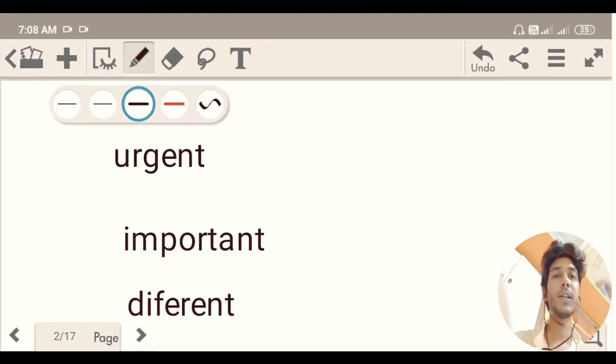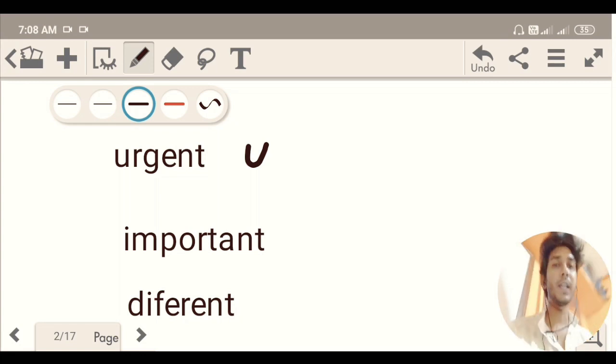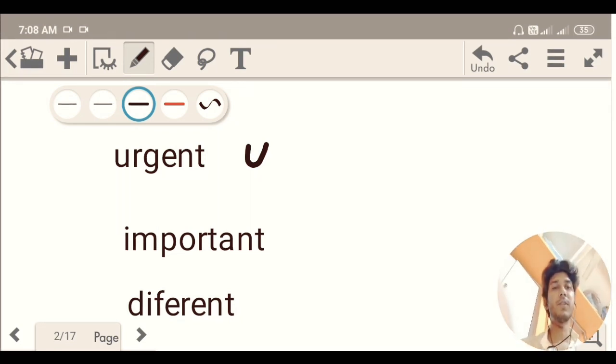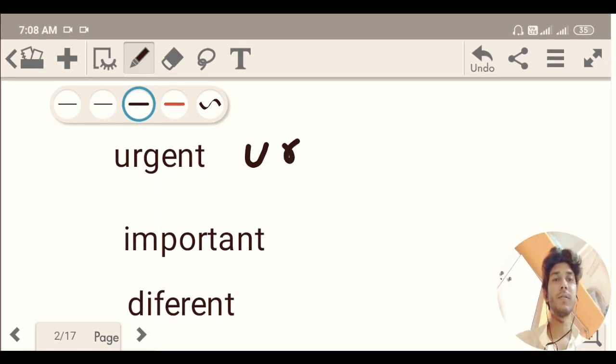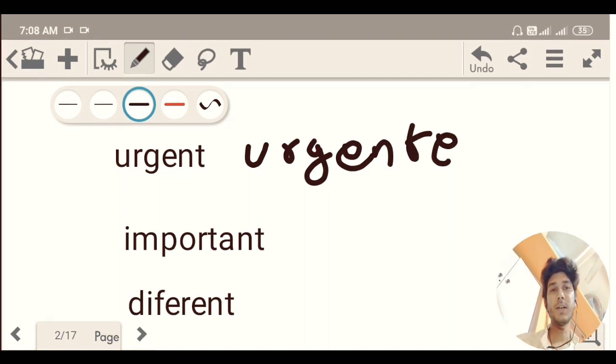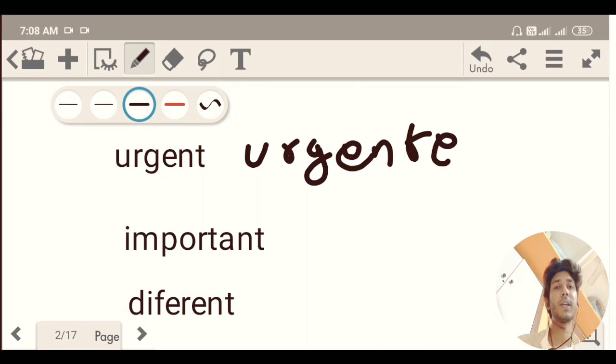For urgent, you just have to add an extra e at the end and you will have that word: urgente. Just add e, and the pronunciation of g in Spanish is h, like "he". So urgent is urgente. Important is importante.